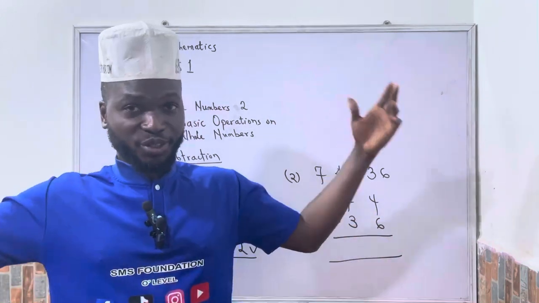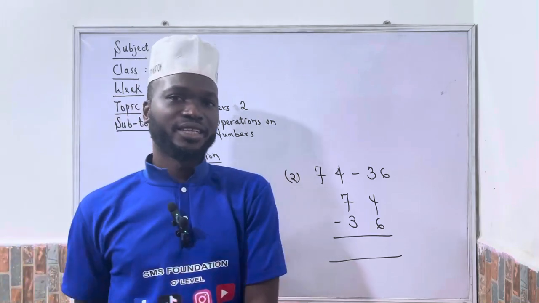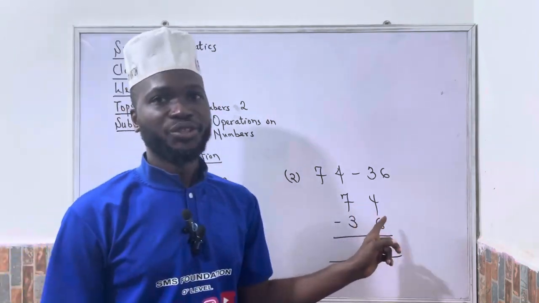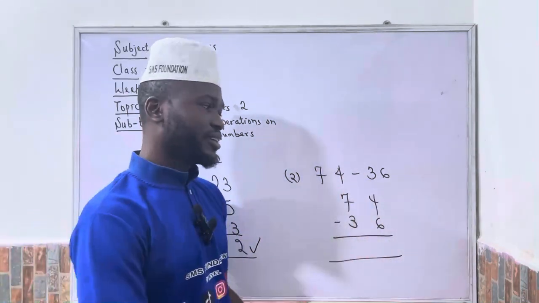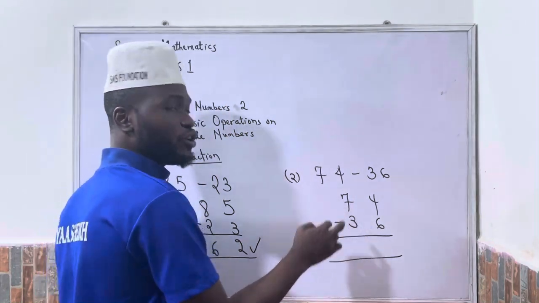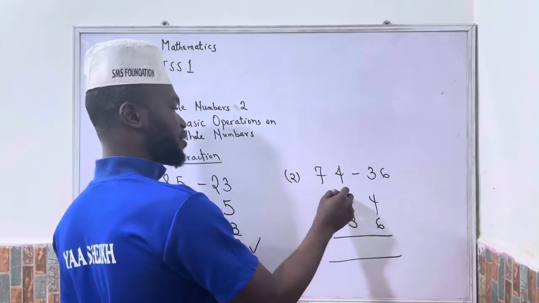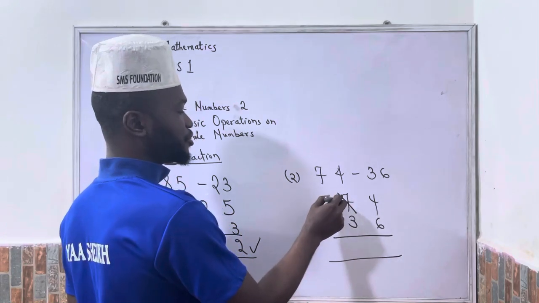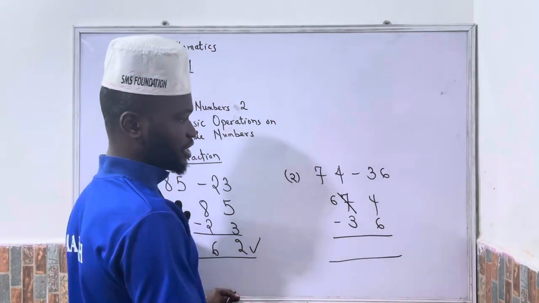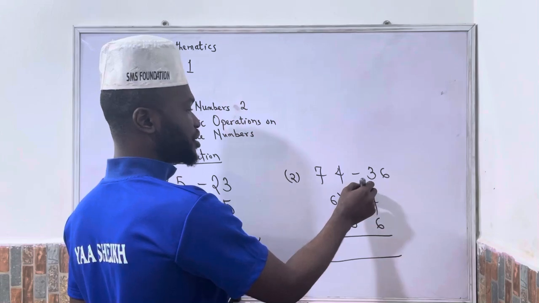That's how you have been taught from primary school. But later you realize that we can actually do it. But in this context, we can't do it. So we have to borrow from the 7. Take away 1 from this 7, you have 6 remaining. So that 1 that you borrow, bring it to this.